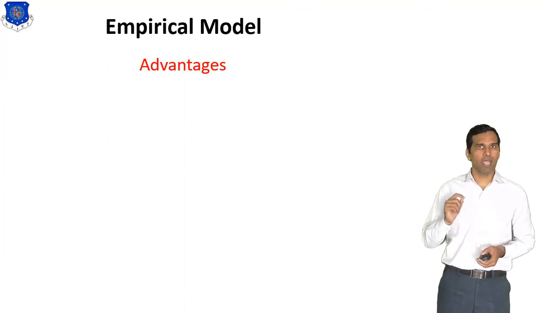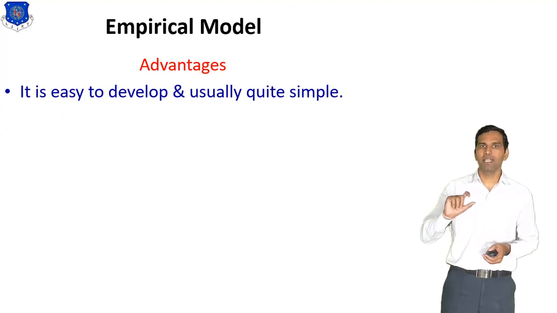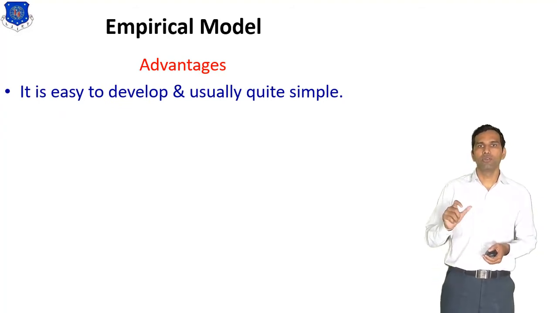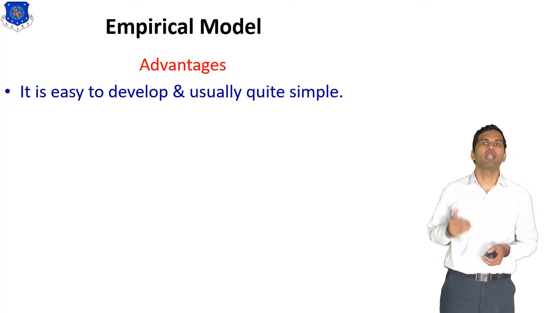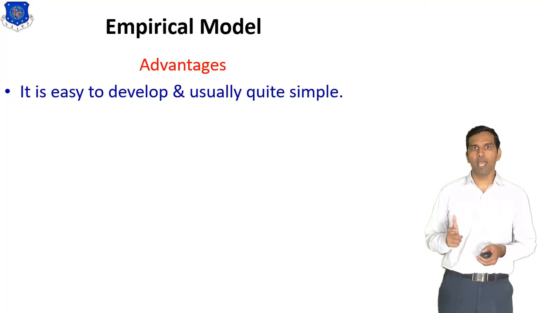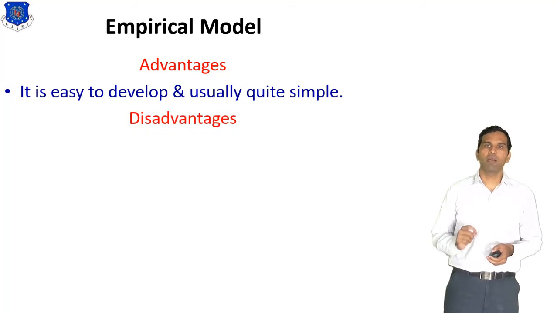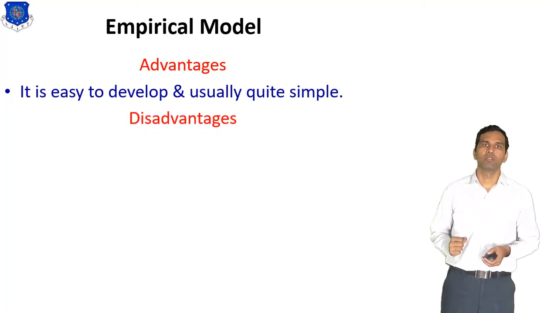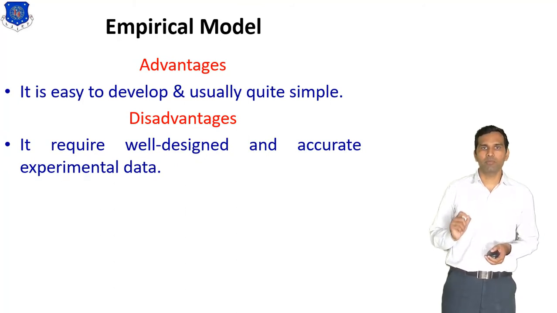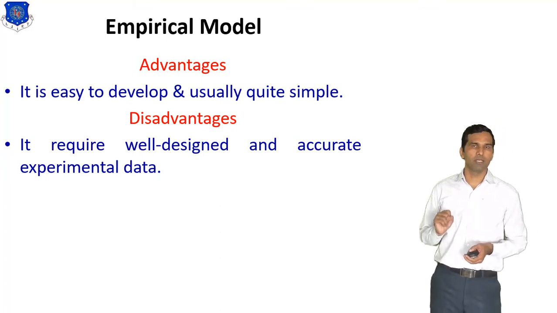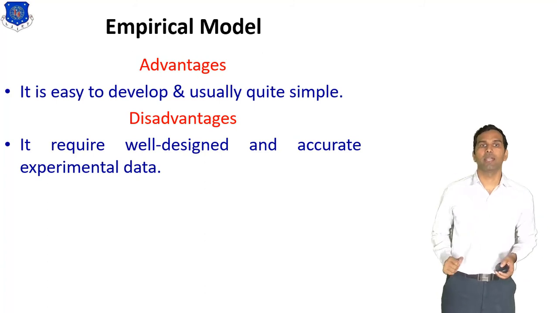Now we discuss the advantages of this model. The first advantage is that it is easy to develop and usually quite simple. That means as compared to the theoretical model or white box model, this is easy to develop and usually quite simple. Now we discuss the disadvantages of this model. The first one is that it requires well designed and accurate experimental data.